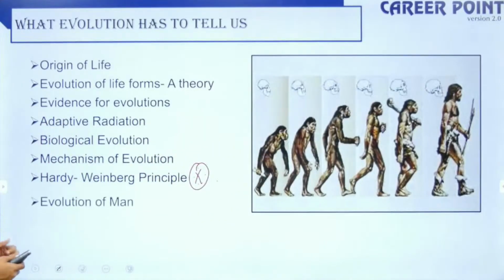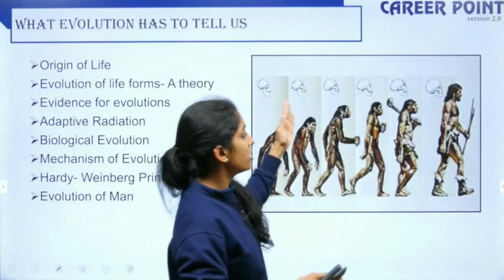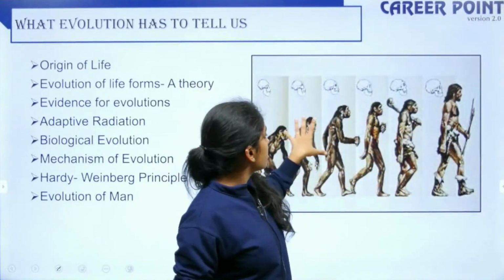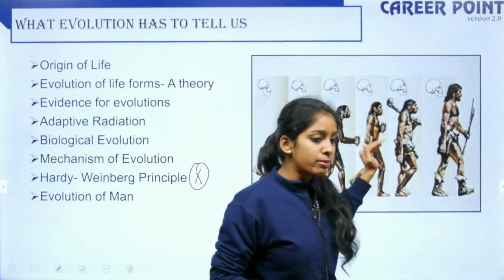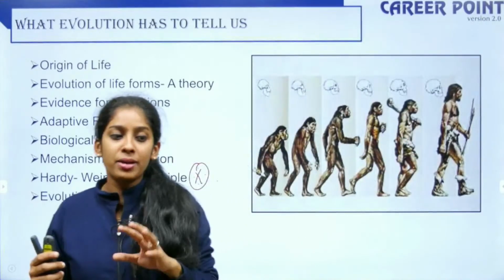So that is your Hardy-Weinberg principle. And finally we talk about the evolution of man. How did this happen? So what are the various stages? Okay, so you understand this is a chimpanzee, then what are these types of man? So what is the difference? So how did the process of evolution happen in man?